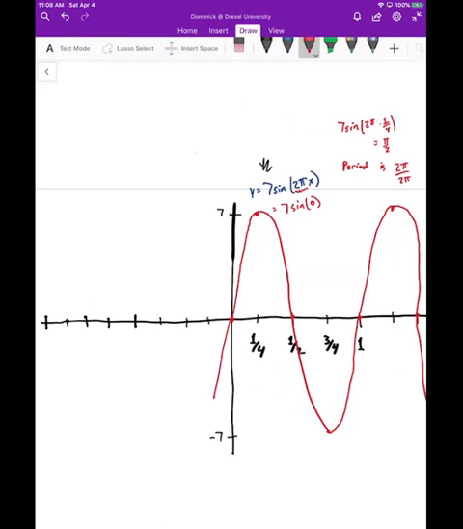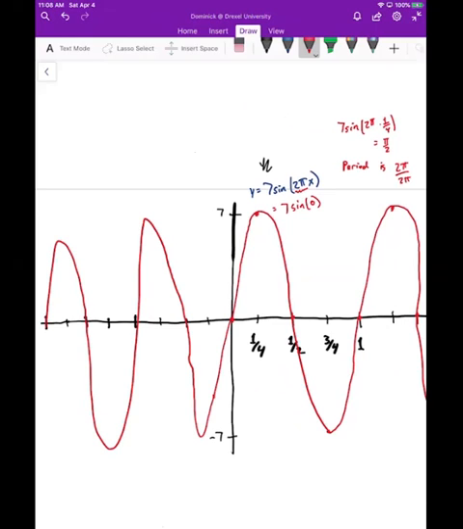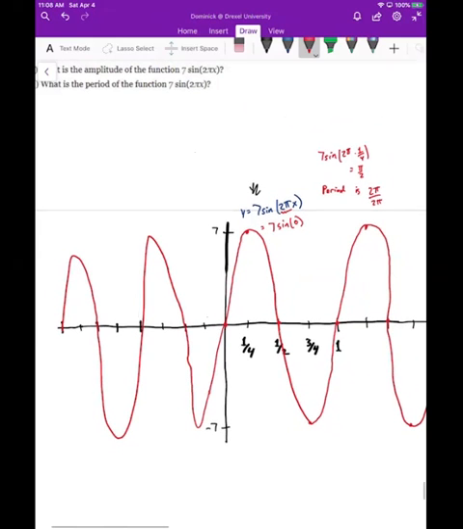Let's see. So I guess I would need to do something like this, right? All right, and then that would be my 7 sine of 2 pi x, right?